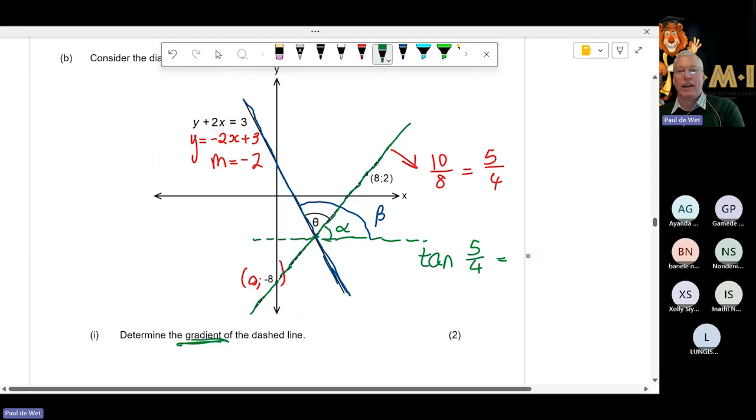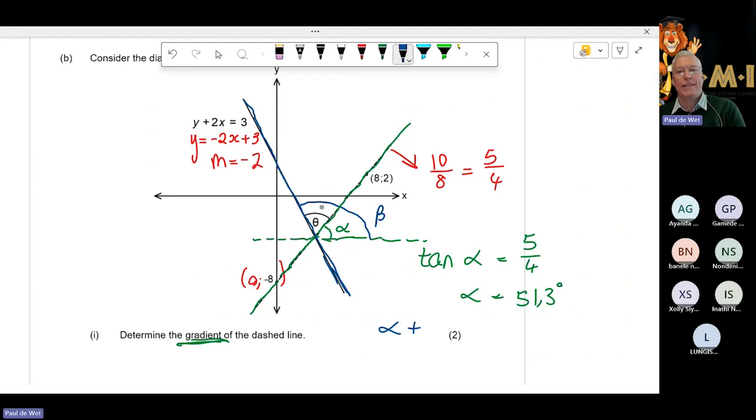Theta. Or alpha. We've actually got these the wrong way around. Remember, you're going to find the tan of alpha. So alpha is equal to 51.34 degrees. Alpha plus theta is equal to 180 degrees, raising angles? No, alpha plus theta is not 180.